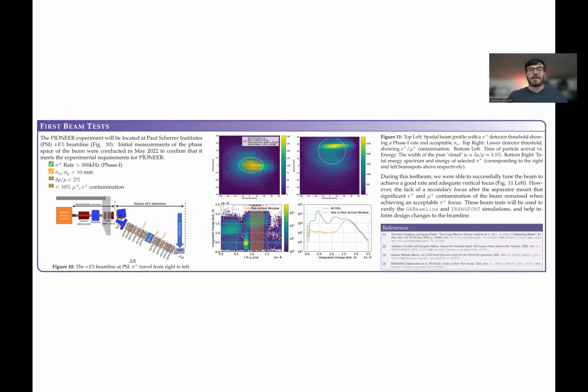Now, Pioneer has a long physics program that is going to be stretching out until 2029, potentially beyond, but we just completed our first beam tests at the Pi5 beam line at PSI, which were really promising and showed that we do have the pion rate there necessary to complete phase one of the experiment. And we're using the data that we gathered to tune our beamline simulations to potentially make some improvements to the beamline to better be able to meet our other goals in terms of momentum spread and particle contamination going forward.